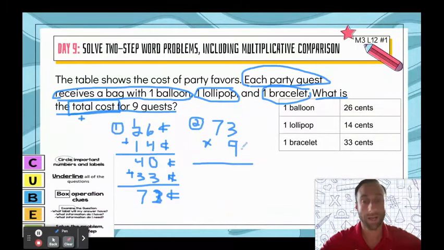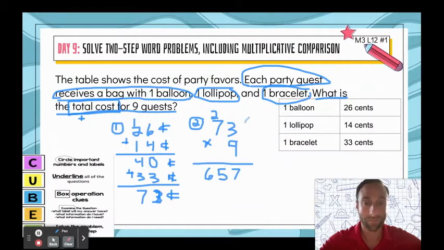All right, so 9 times 3 is 27. 7, regroup the 2. 9 times 7 is 63. 63 plus 2 gives me 65.